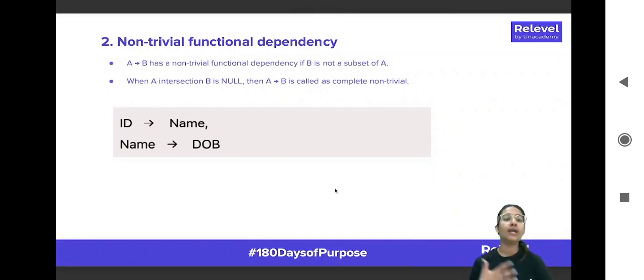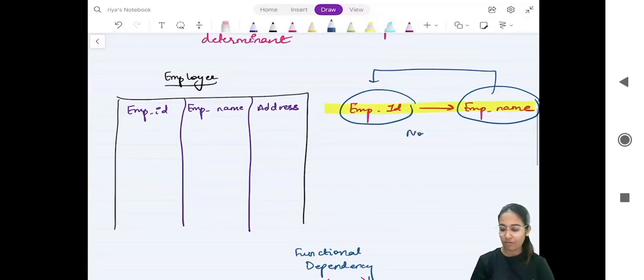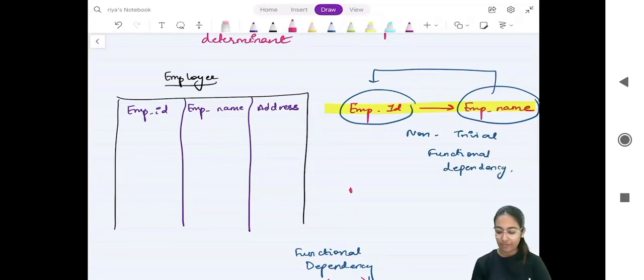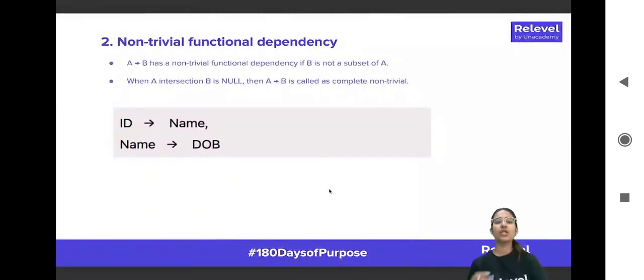Now, let's talk about non-trivial functional dependencies. A to B has a non-trivial functional dependency if B is not a subset of A, which was the example that we took over here. This is an example of a non-trivial functional dependency, where we have a dependency from A to B and B is not a subset of A. Employee name is not a subset of employee ID, and that means it is a non-trivial functional dependency.